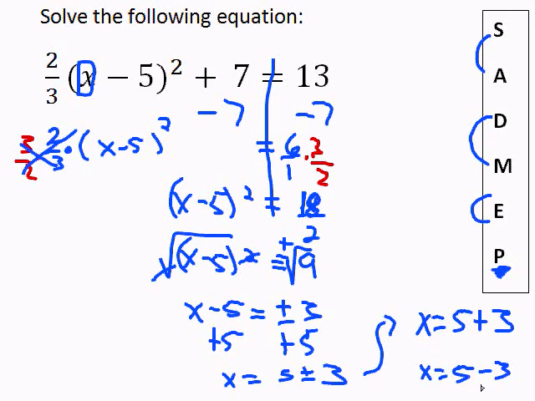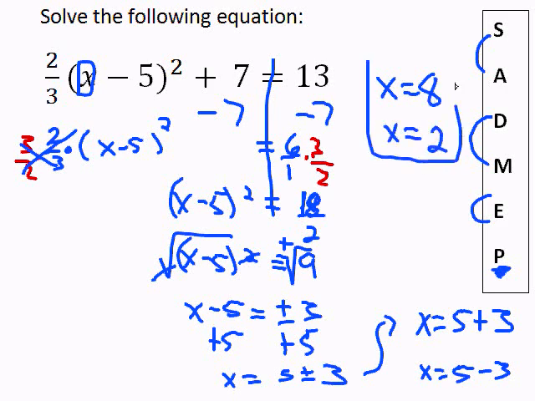So our two final solutions, 5 plus 3 is 8. I'm going to write that up here. And x is equal to 5 minus 3, or 2. Now you can go ahead and check out those solutions on your own by substituting them in for x, and then solving out the left-hand side of the equation to make sure it equals 13.